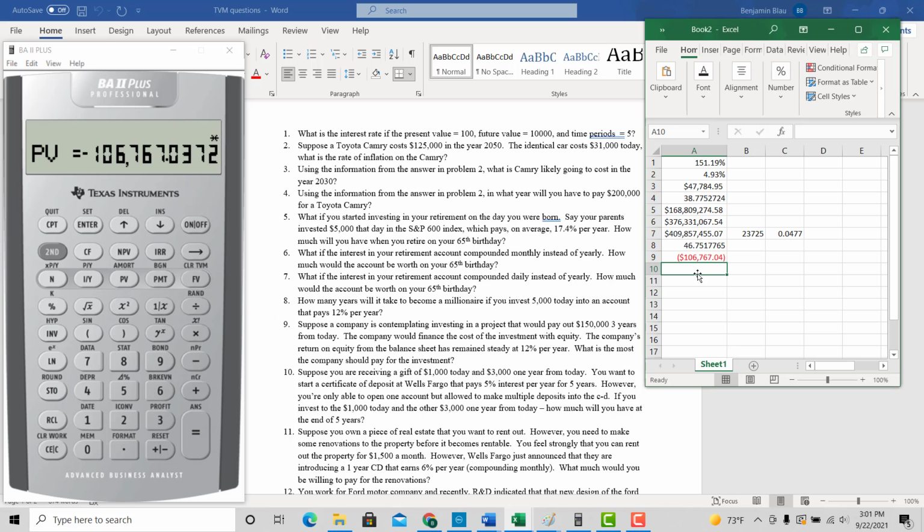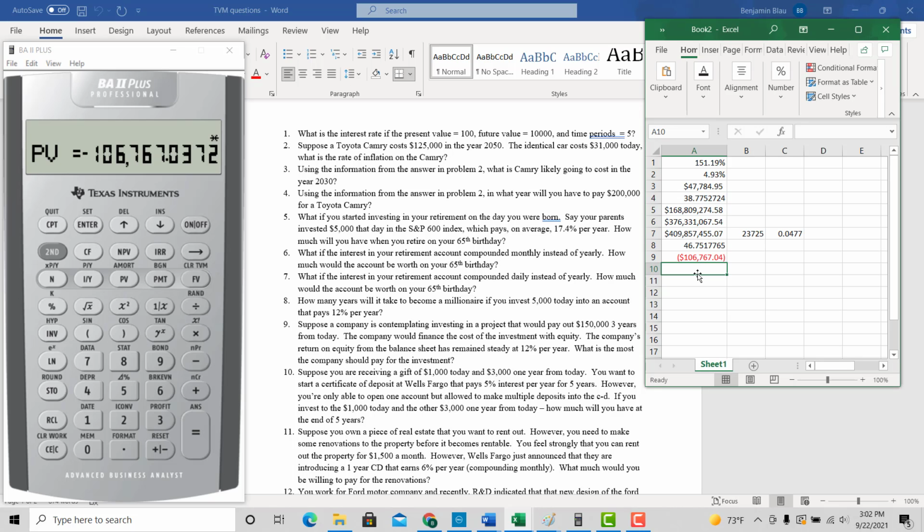Okay, so problem number 9 is actually a really important problem. Hopefully you understand that. Let's go to problem number 10. This is more of just a problem that I thought of that is just going to be confusing. Okay, but it helps us understand time value of money. So suppose you're receiving a gift of $1,000 today and $3,000 1 year from today. You want to start a certificate of deposit.